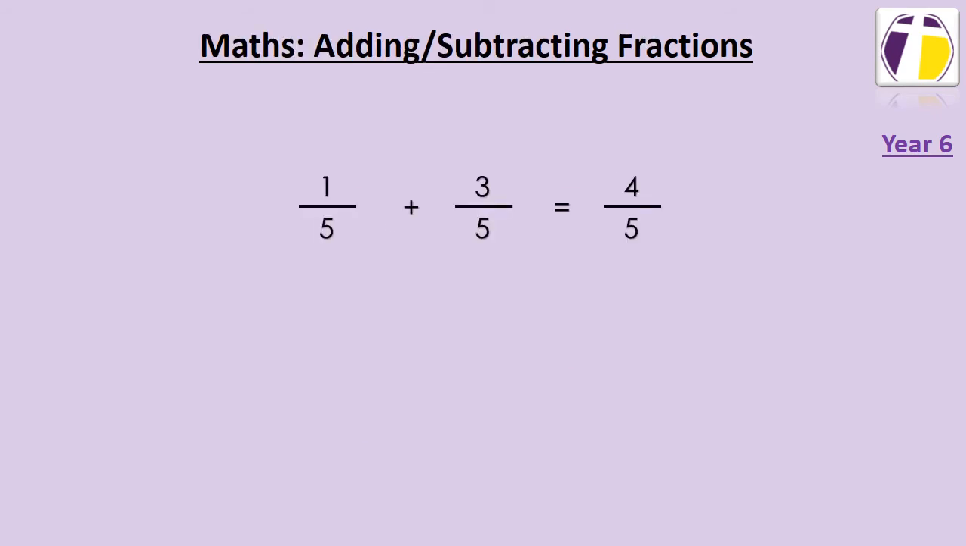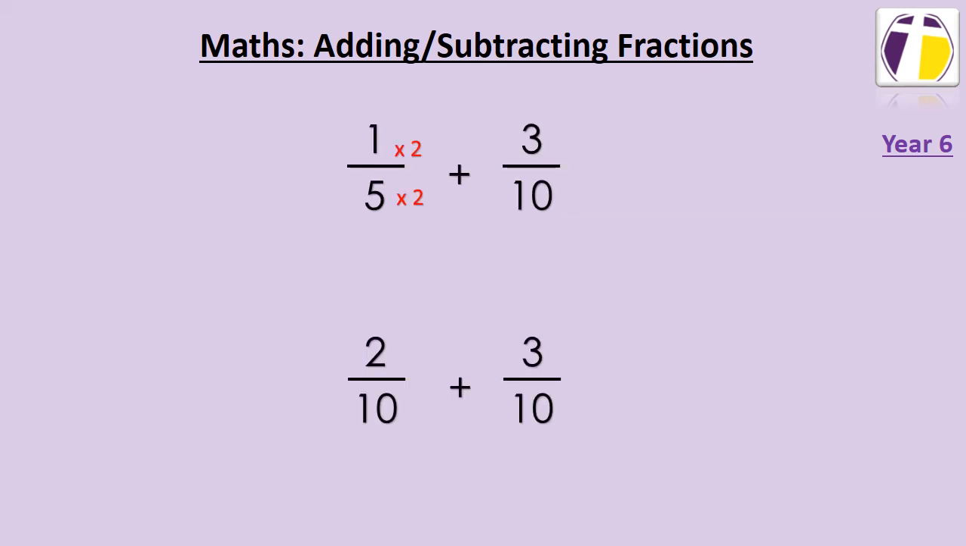When we are adding fractions, if they have the same denominator, this is relatively simple. The denominator here, which is 5, stays the same, and we add the numerators. 1/5 add 3/5 is 4/5.